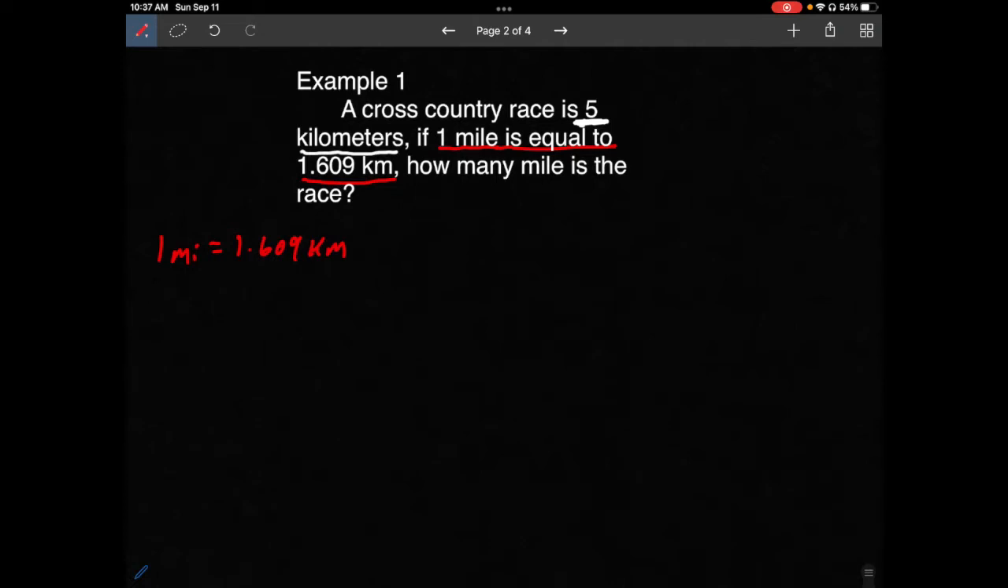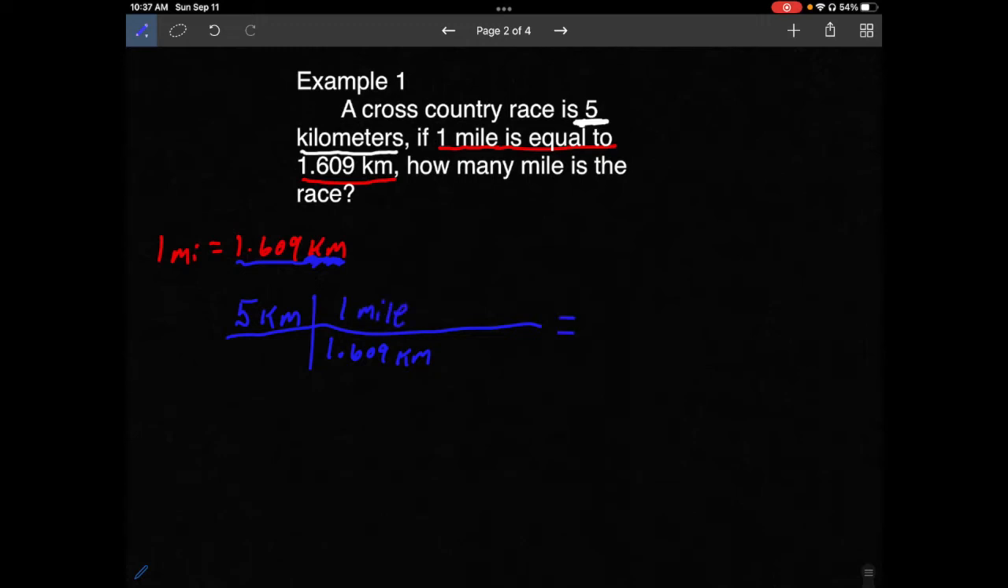Now I need to start this problem using the number which will be converted, the 5 kilometers. So I'll start with 5 kilometers. And what I need to do is I need to use my conversion factor here, and I need to make sure that my units cancel. Kilometers divided by kilometers is 1, and anything multiplied or divided by 1 is just itself. So if we divide by kilometers, then those units will cancel each other out, and I'll show that in a moment. And 1.609 kilometers is equal to 1 mile.